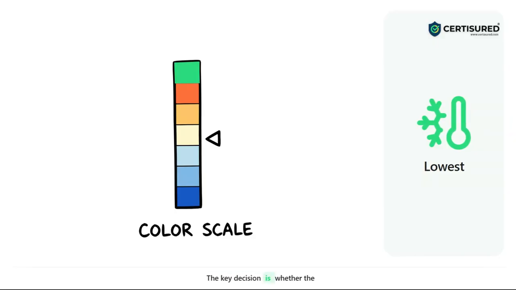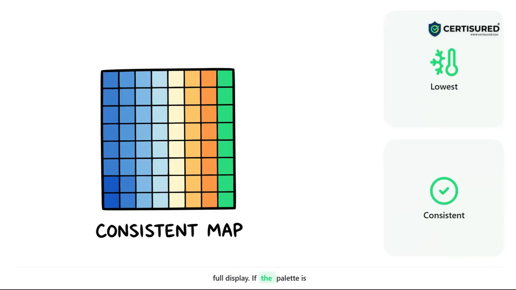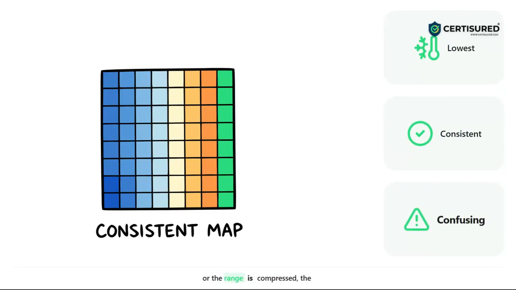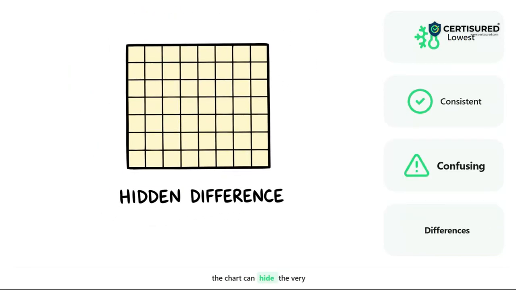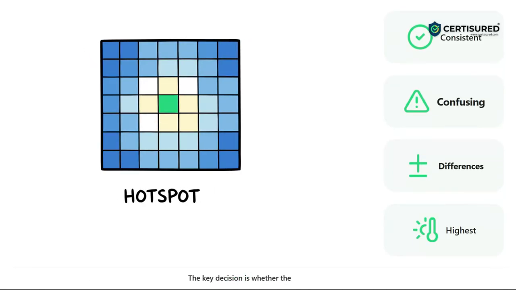The key decision is whether the color scale is easy to interpret and consistent across the full display. If the palette is confusing or the range is compressed, the chart can hide the very differences it is meant to show. So the heat map answers a specific question. Where is the intensity highest and where is it lowest?